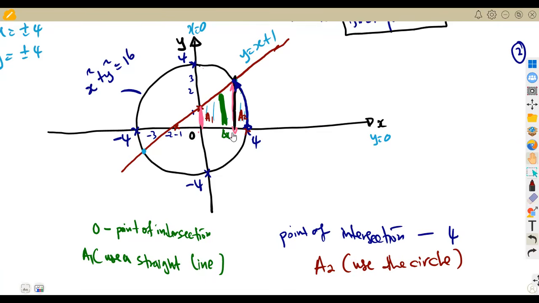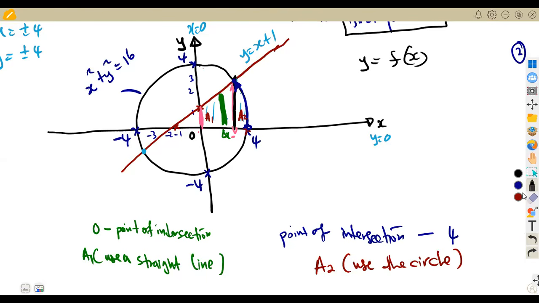Now we understand what is happening, and we're talking about the area being taken with respect to x. So whatever formula we are given, the equation of the curve must be of the form y is equal to f of x. We are supposed to have our integral with respect to x. For a straight line it's fine, it's already y is equal to f of x, but for a circle, we are supposed to make y the subject.